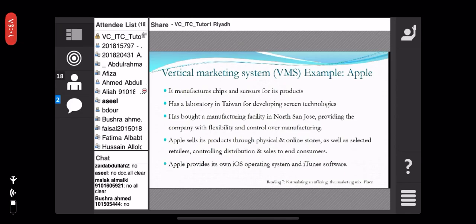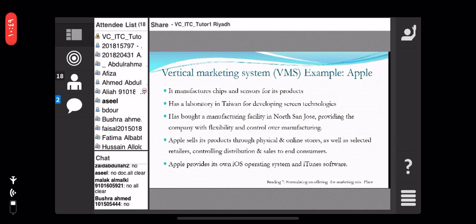VMS examples, for example, the Apple brand. Apple manufactures chips and sensors for its products. They have a laboratory in Taiwan for developing screen technologies, and have bought a manufacturing facility in North San Jose, providing the company with flexibility and control over manufacturing.